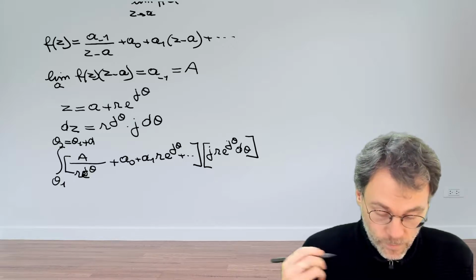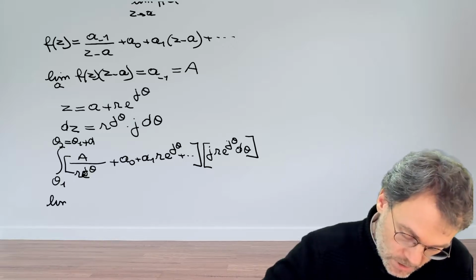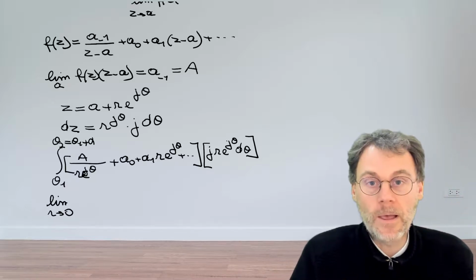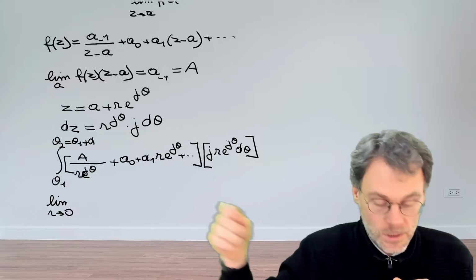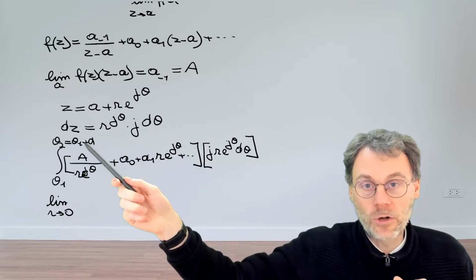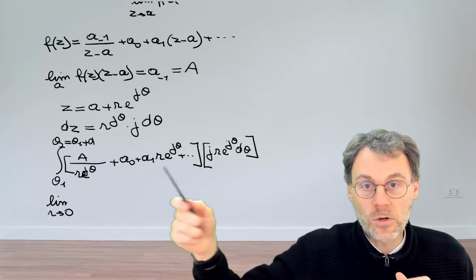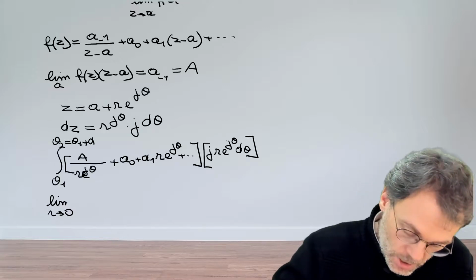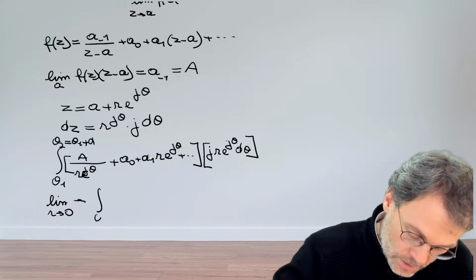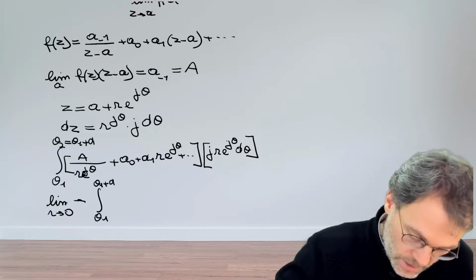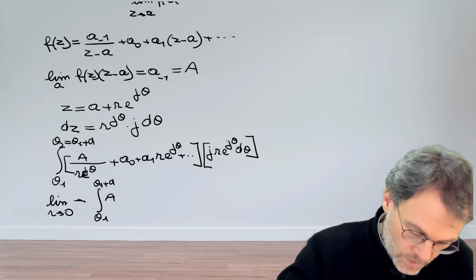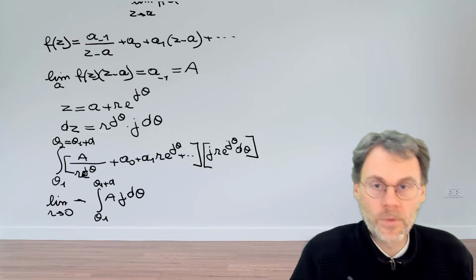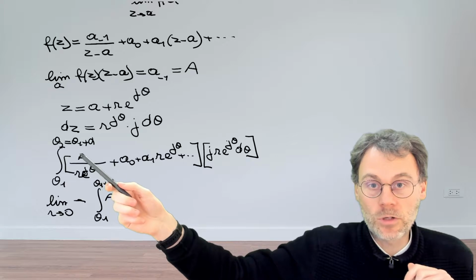Good. Now we're basically almost there, because what we're interested in is the limit of r going towards 0. And if you work out this product here, let's start with the first term. This denominator here will cancel. So this will become a constant. So we will end up with an integral from theta 1 to theta 1 plus alpha of A times j d theta. So that's the integral related to the first term.